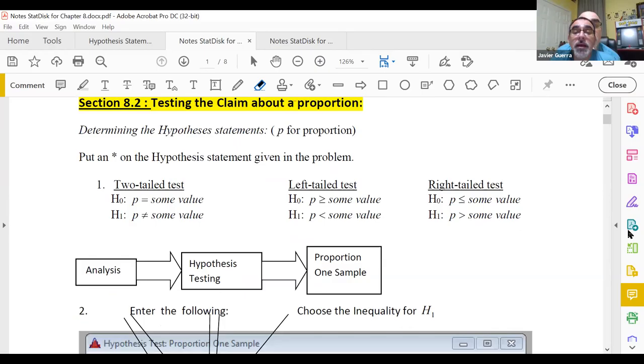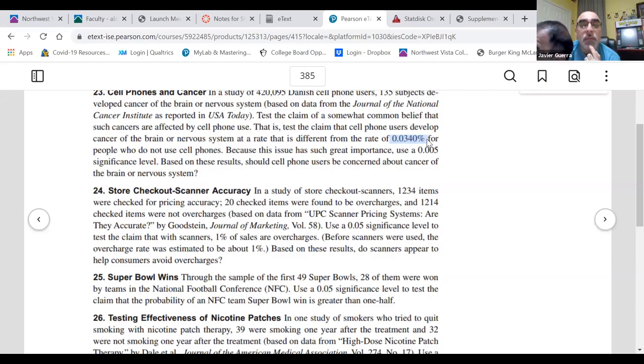Okay, different from. I need to write down the number. What was my number? Oh shoot, I gotta change this number to a decimal. Dang it. Okay, so I'm gonna have to change 0.0340% to a decimal. Okay, so let me share my screen.